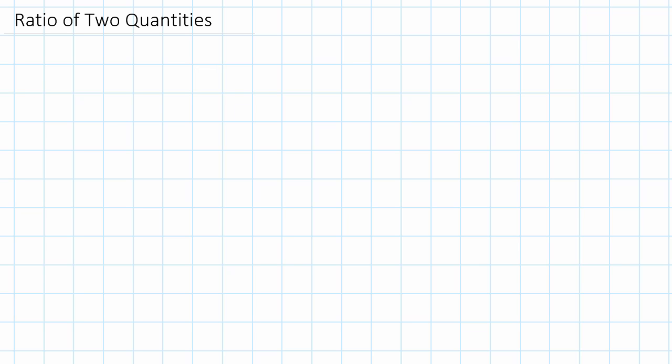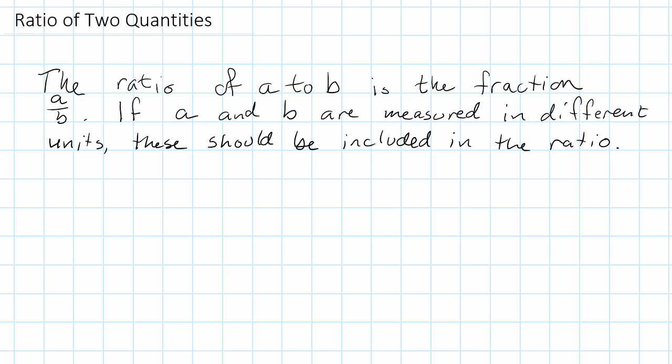One of the ideas that gives rise to linear equations is the idea of the ratio of two quantities. So let's talk about what this is, and then we'll see how this gives us linear equations. The ratio of a to b is just the fraction a over b. If a and b are measured in different units, these should be included in the ratio.